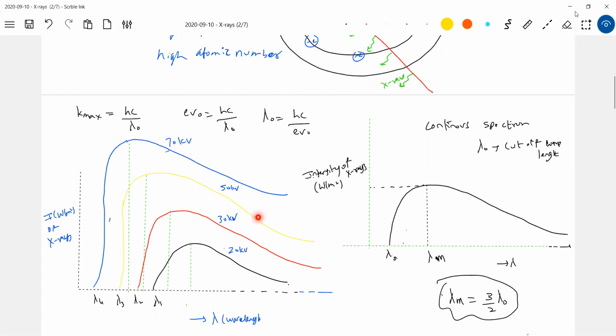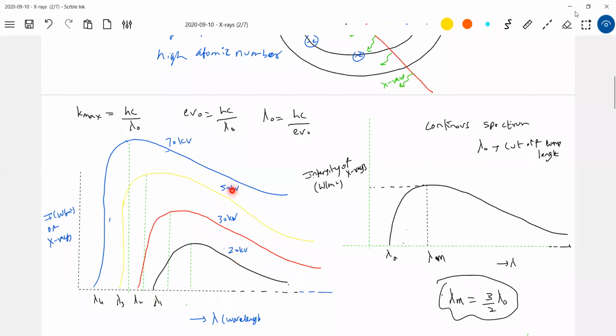So how to control the quality of X-rays? Quantity means number of photons, controlled by varying filament current. Then how to control the quality of X-rays, meaning penetrating power? As you increase the accelerating potential, lambda naught decreases. Then what will happen? I'll get more energetic photons, the number of energetic photons will increase, no?